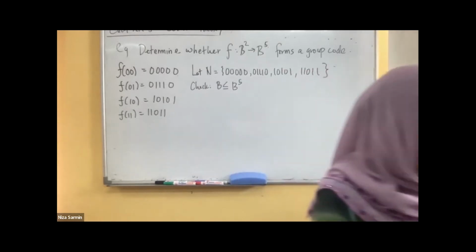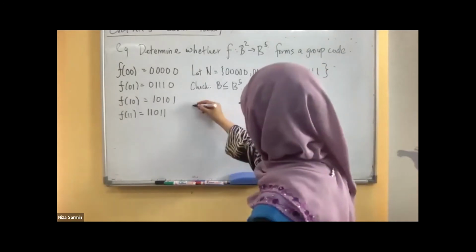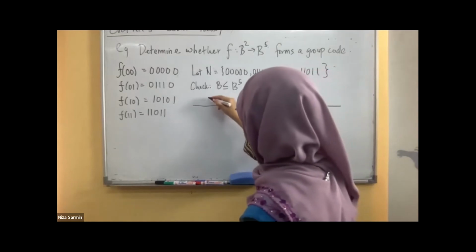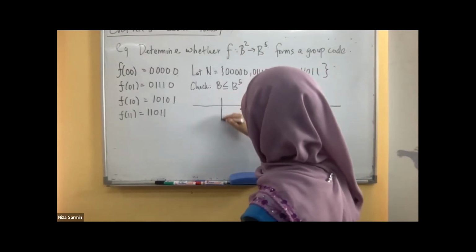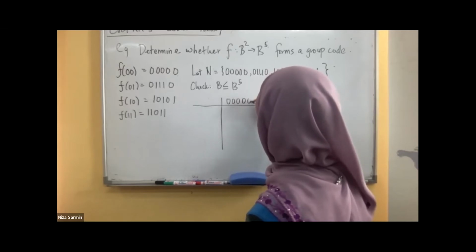Now we do the Cayley table. So we have 1, 2, 3, 4, 5.